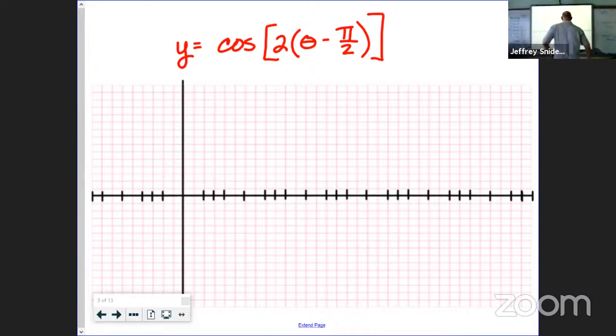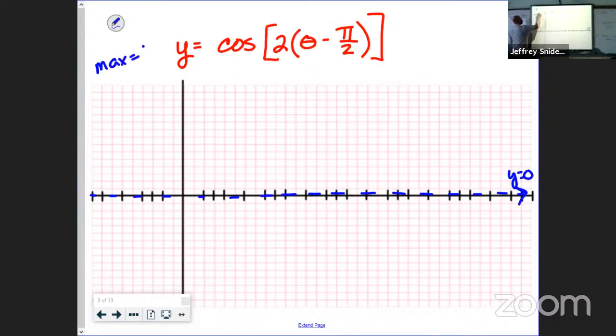Can somebody tell me, just to start off, where my midline is going to be at? Yeah, 0, because there is no vertical shift on this one. Okay, great. Can somebody tell me my maximums and minimums? What's my maximum value going to be on this? 1. Yep, and my minimum is going to be? -1. And the reason we know that is that the amplitude is 1. So it's midline plus amplitude, midline minus the amplitude. Okay? So I have that information.